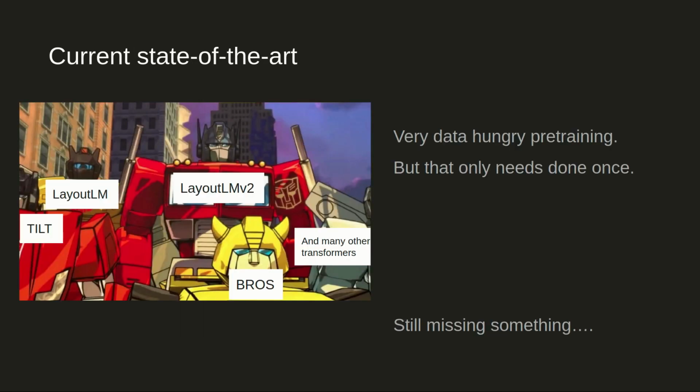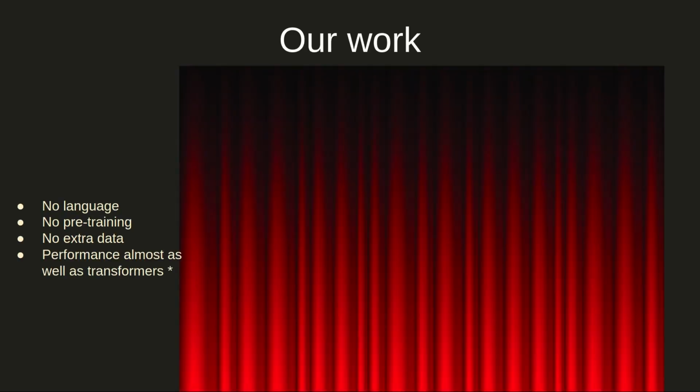The current state of the art for document understanding is dominated by the transformer. Transformer models are very effective, but they are also very data hungry in their pre-training requirements. Now, the pre-training does need to only be done once, but I feel like these transformers are missing something, and that is computer vision. I don't think they have strong enough visual components. But have no fear. We introduce here a visual form understanding model, which uses no language, requires no pre-training with extra data, and performs entity linking almost as well as the transformer models.